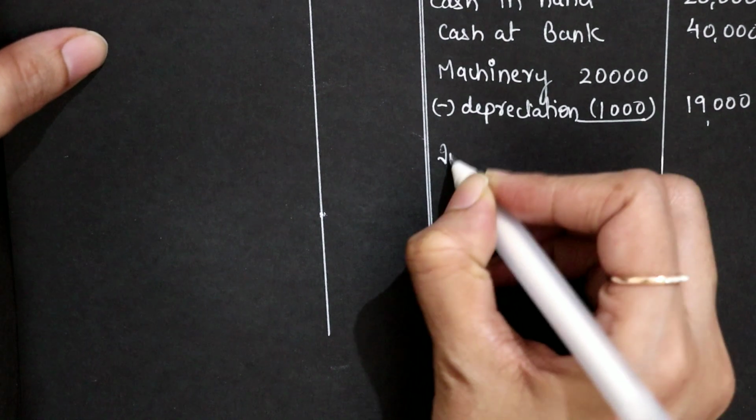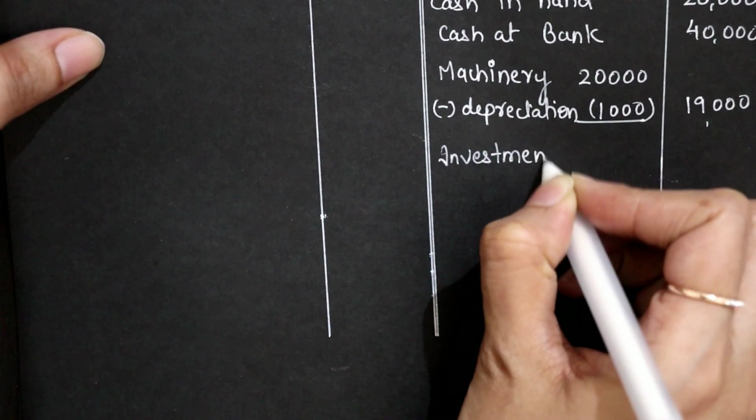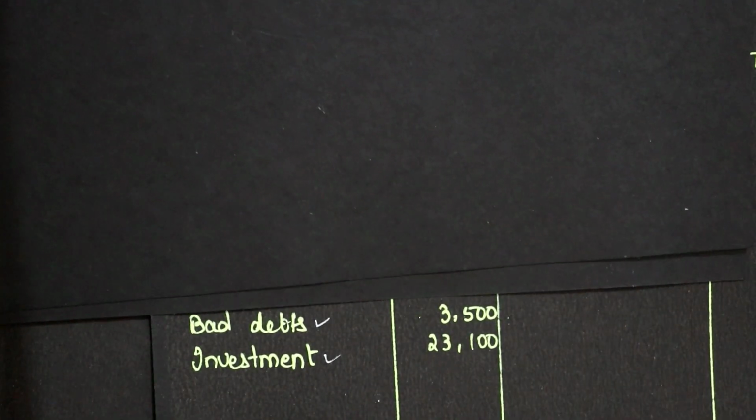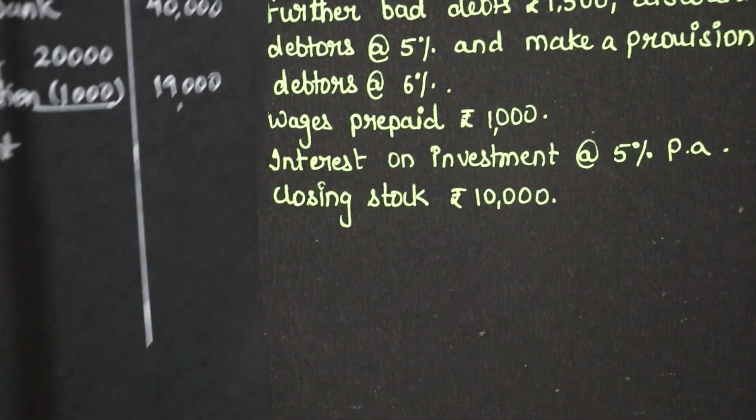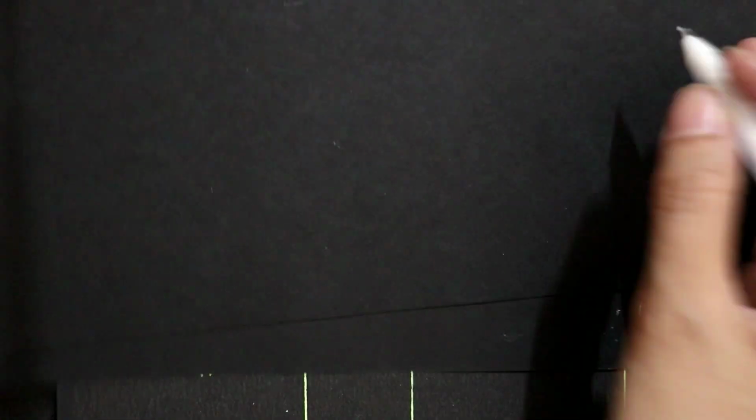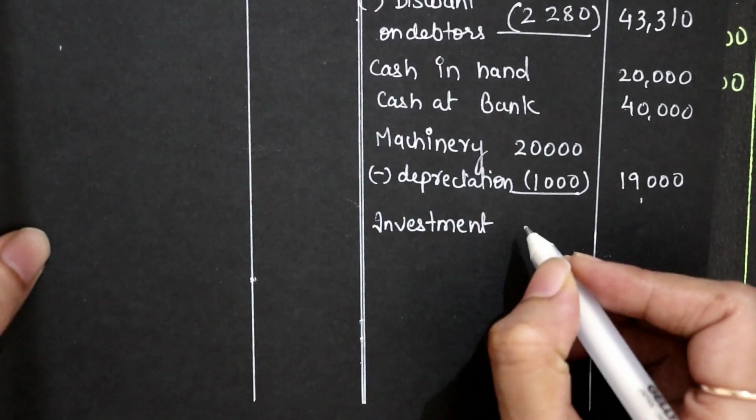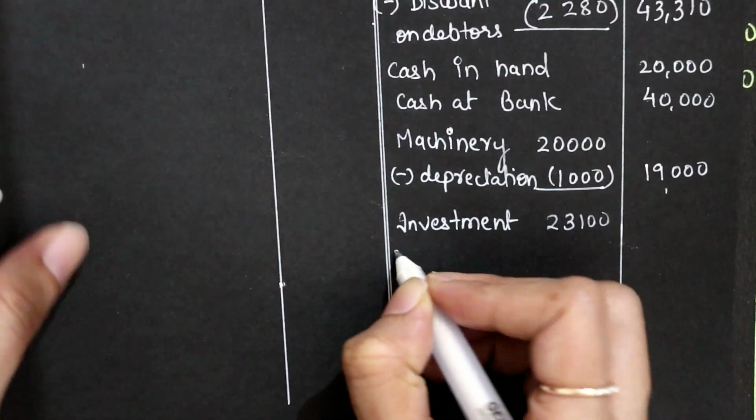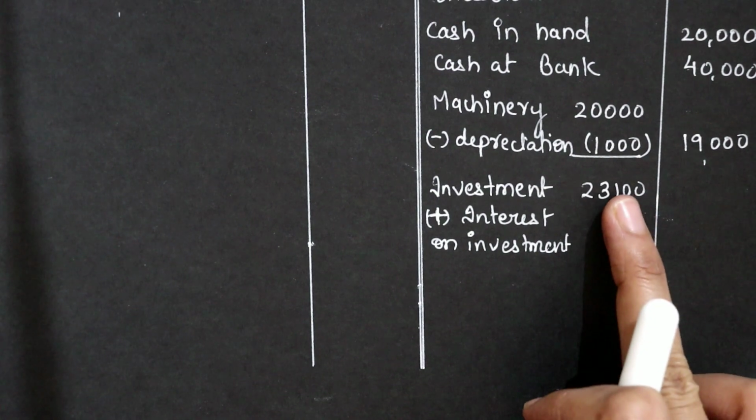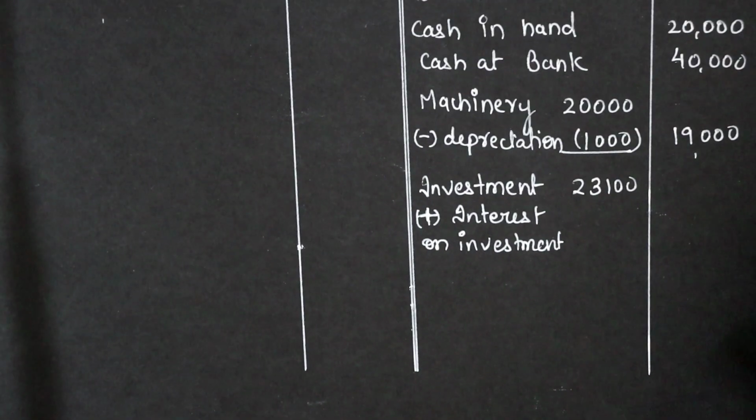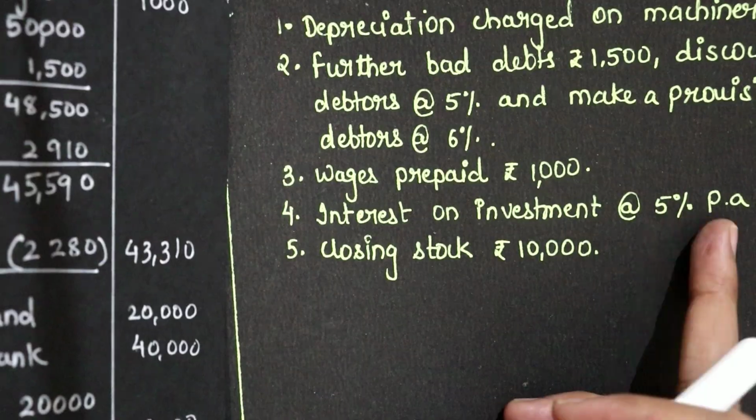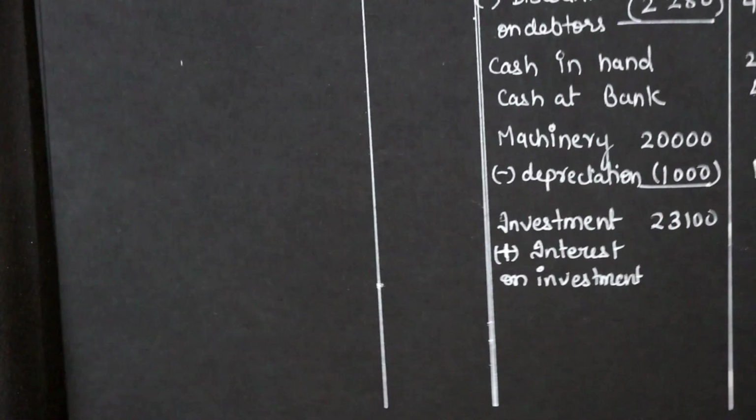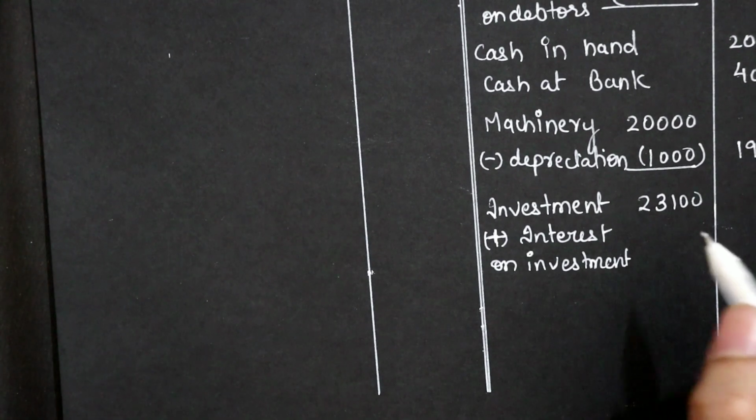Investment is an asset, needs to be shown on the asset side, and it also has an adjustment. Investment is 23,100. The adjustment says interest on investment at 5% per annum. So we have to calculate interest on this 23,100. Interest on investment is calculated on 23,100 at 5% per annum. So this comes to 1,155. So this will be added to investment.